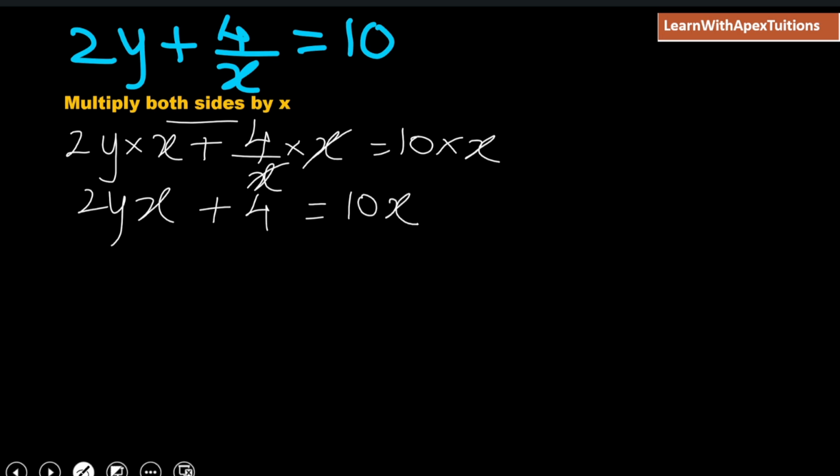Now observe here, y power is 1, x power is also 1. So powers will get added. 1 plus 1 is 2. The degree is 2. So I have already told you that if the degree is greater than 1, then it is not a linear equation.